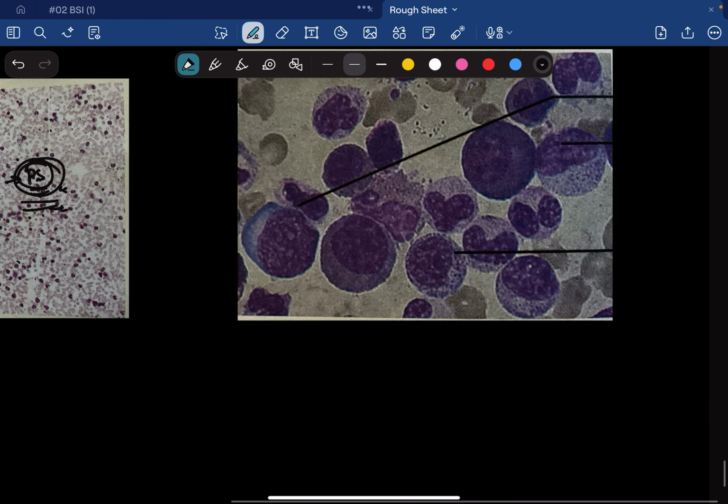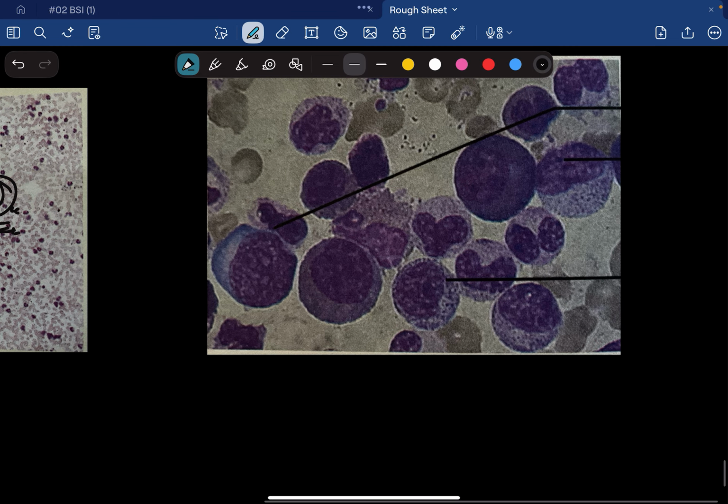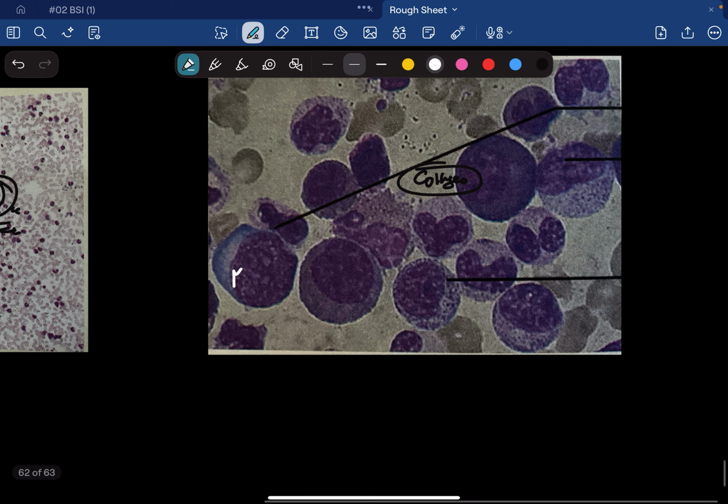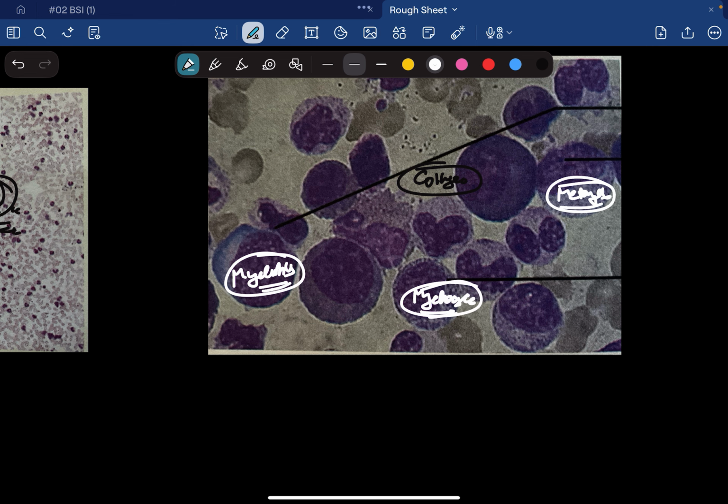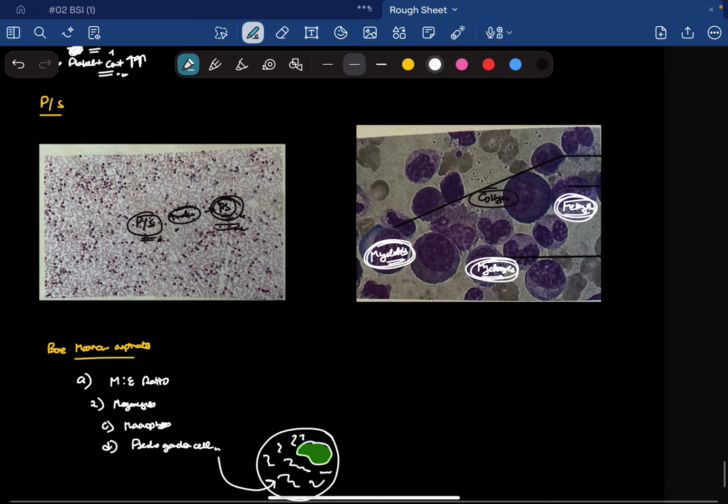Another kind of appearance that we have is a college girl or garden party appearance. Why do we call it that? Look, this is a myeloblast. This is a myelocyte, and this is a metamyelocyte. So we have all forms of myeloid maturation. All stages of myeloid maturation are present. That's why we call it a college girl appearance.